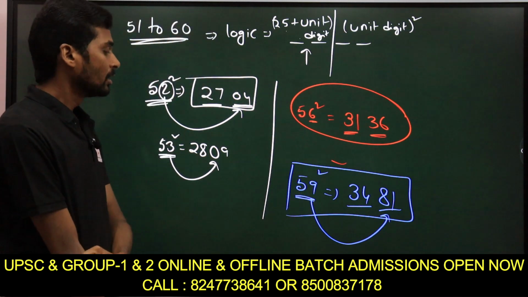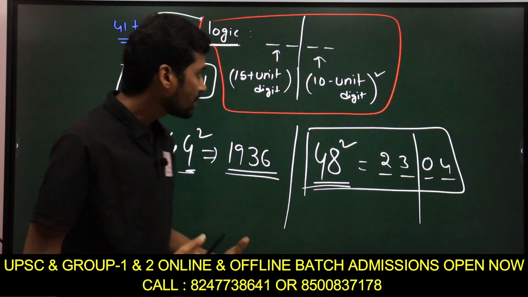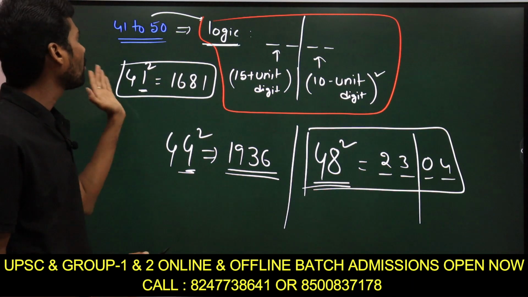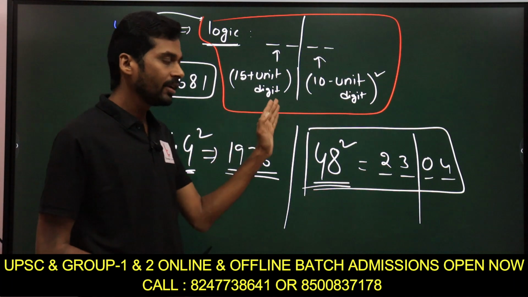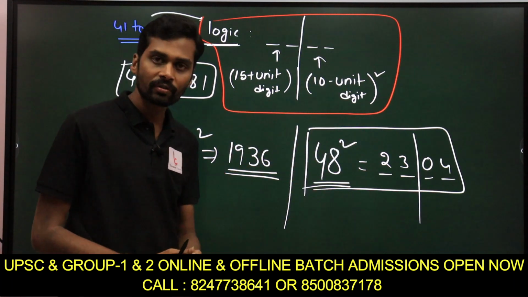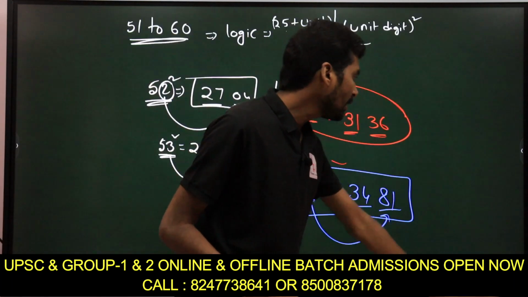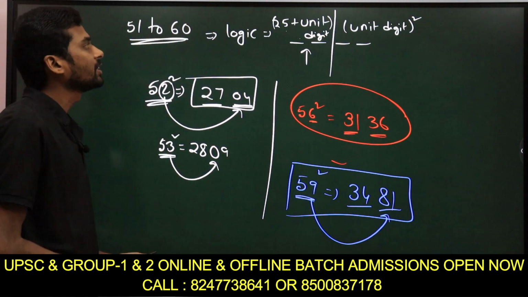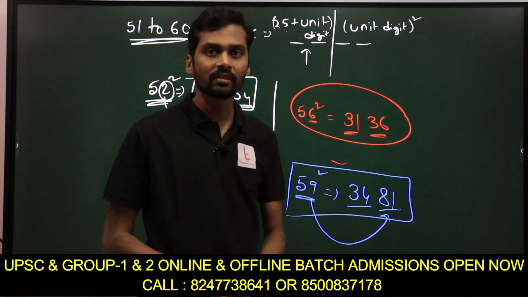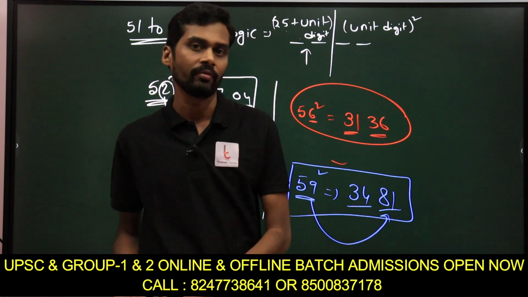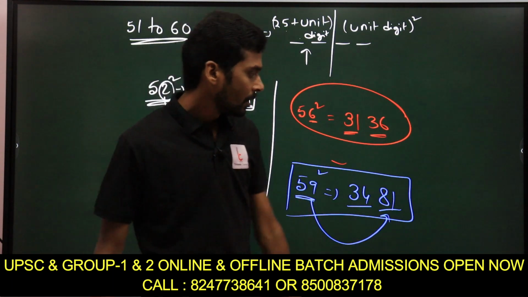34, 81. So likewise, when you are supposed to find out the squares from 41 to 50, 15 plus unit digit and 10 minus unit digit whole square is the logic. And for the numbers 51 to 60, the logic is 25 plus unit digit, and for the next 2 digits, the logic is unit digit whole square. Is it clear? Okay.